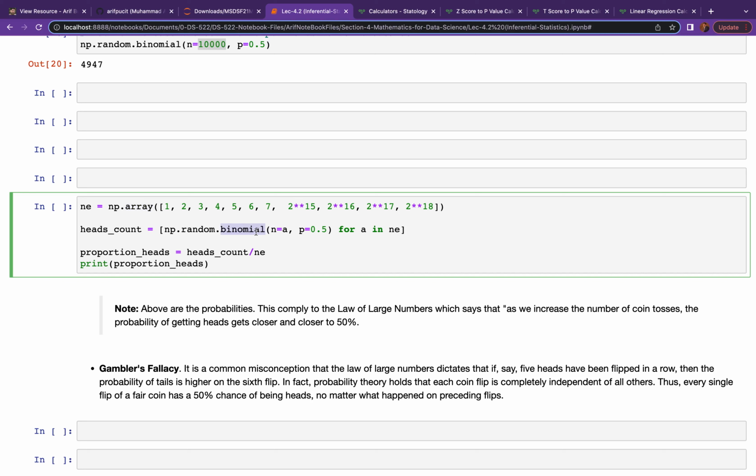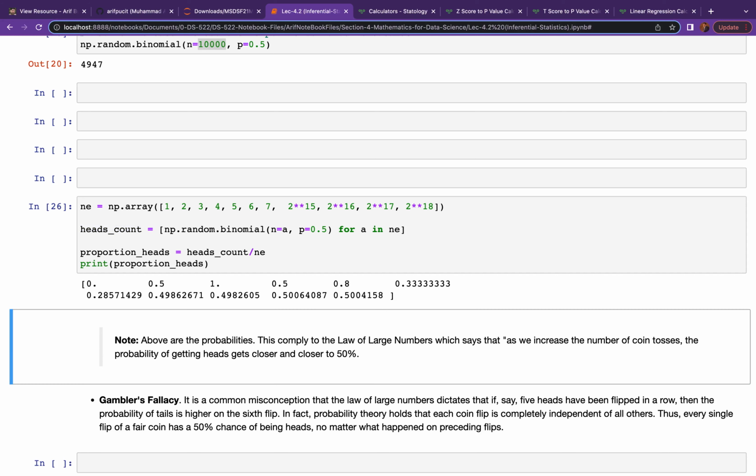So this binomial method will run the experiment 1 time, then 2 times, then 3 times, 4 times, 5 times and so on, and will return the count of the number of heads in this variable heads count. So this variable will finally have these 11 outcomes of these 11 experiments, and then I have divided it by the number of experiments, the head count, to find the proportion or probability of heads, and here is the output.